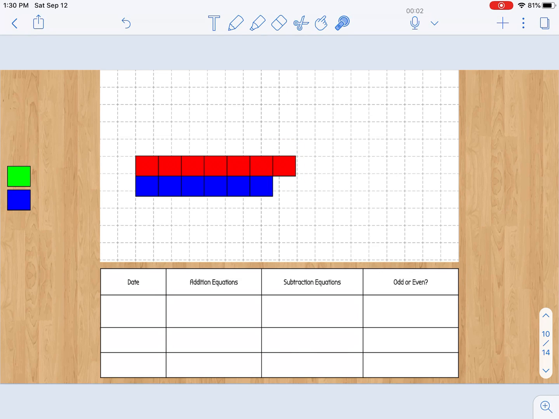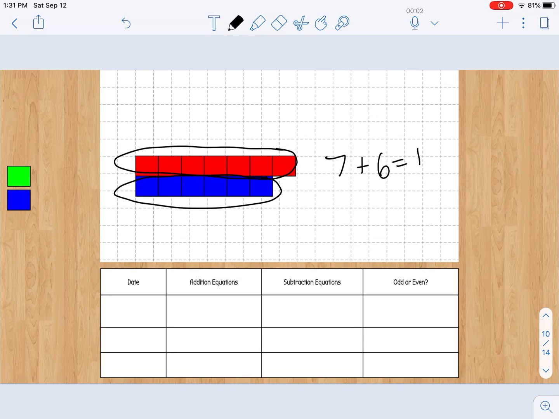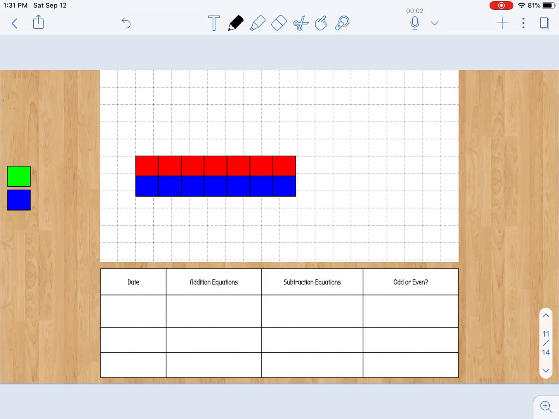Moving on to Sunday, September 13th, I have added a red tile. To make an equation for these tiles, I can now add 7 red tiles up here plus the 6 blue tiles at the bottom to give me a total of 13. Now I see that this one red tile is left without a buddy or partner, which tells me that the number 13 is odd. Let's try today's together.